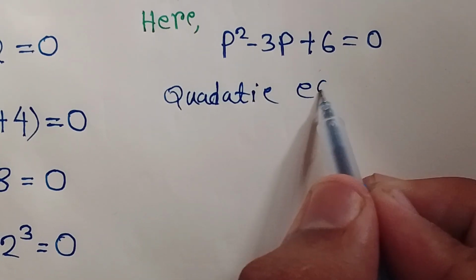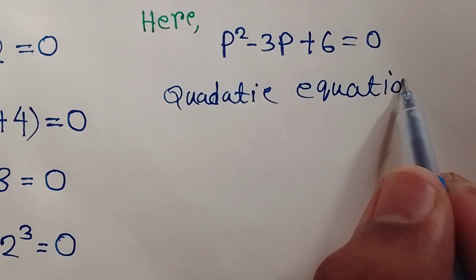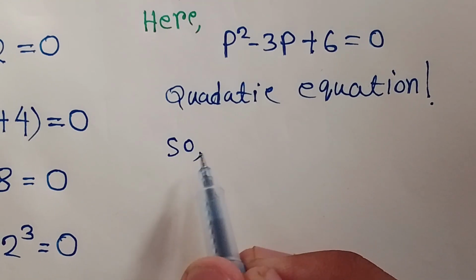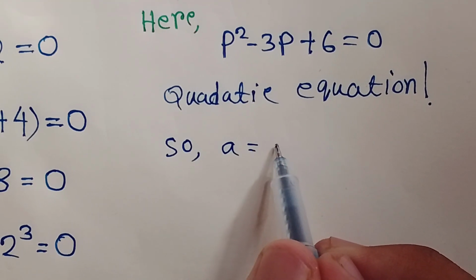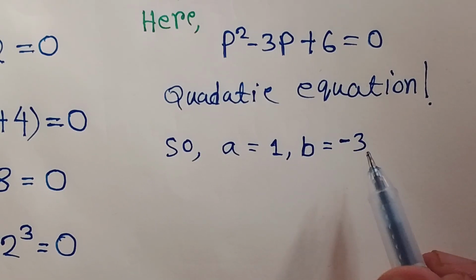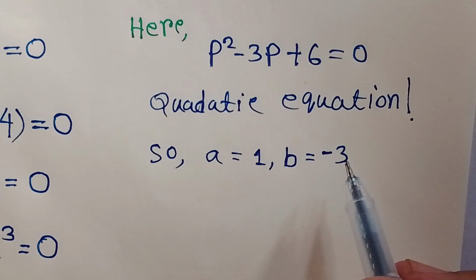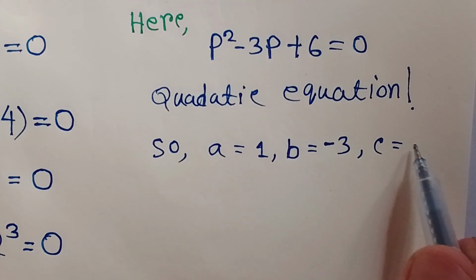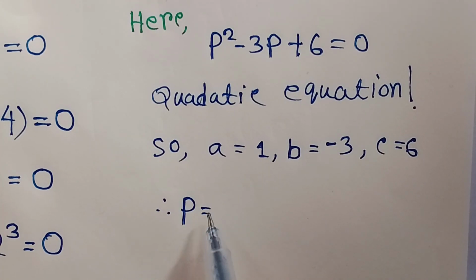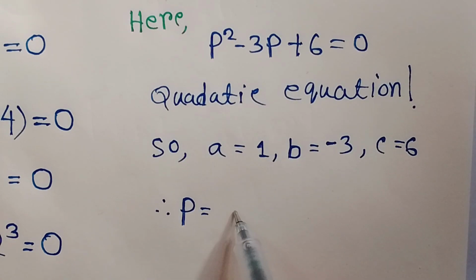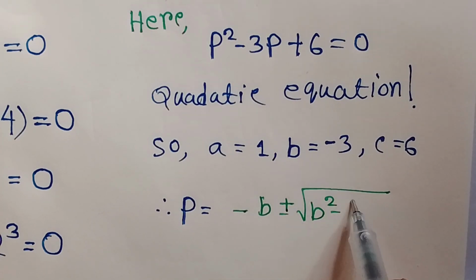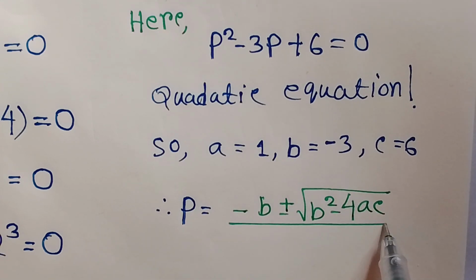We have to use here the rule of quadratic equation solving. We also have to use the quadratic formula. So here we get a equal 1, b equal minus 3, and c equals 6. So here we can write the quadratic formula, which was p equal to (minus b plus minus root over b square minus 4ac) divided by 2a.